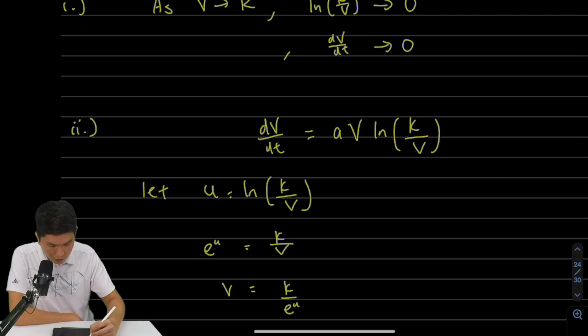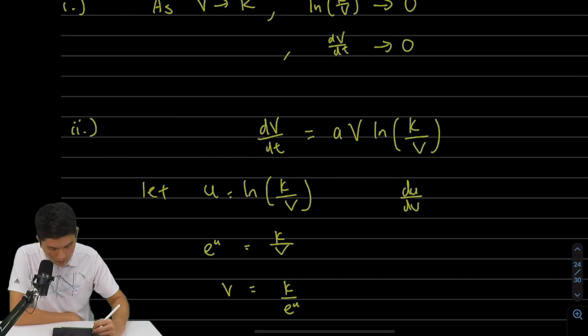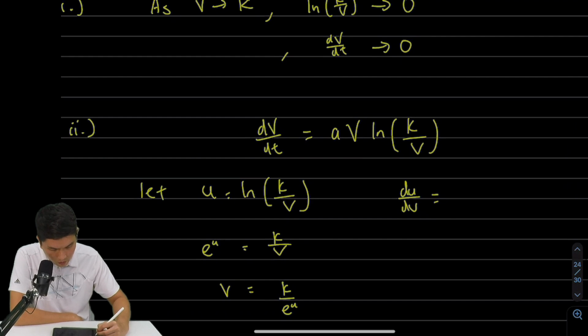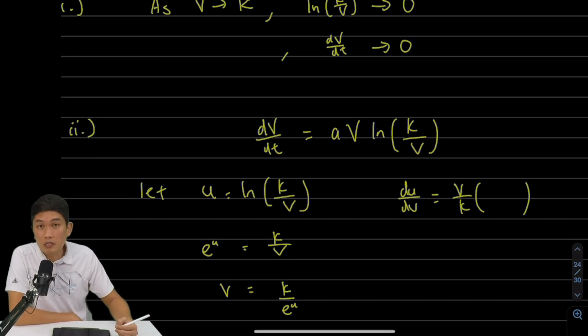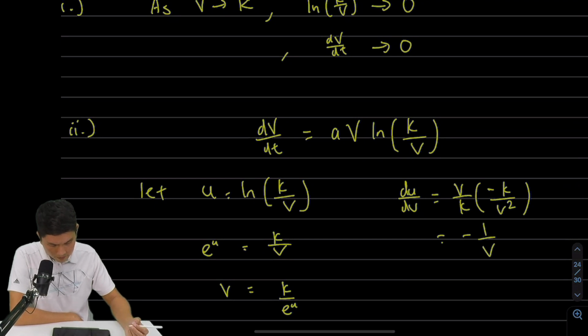Next, if I want to change this thing, I need to change this to du dt also. du dt will be dv dt times du dv. So I need du dv. Right, I have to differentiate this with respect to v. Okay, that gives me, differentiating this natural log function, differentiating natural log, I get 1 over the argument, which is v over k. Then I have to differentiate the argument itself. That is a negative k over v squared. Okay, that gives me a negative 1 over v.